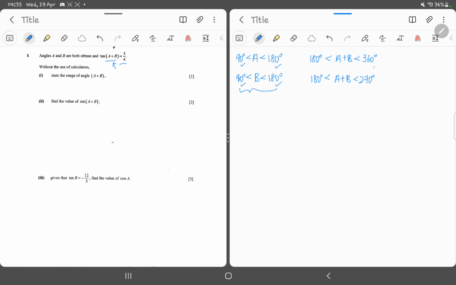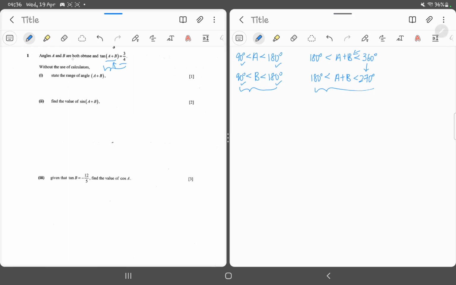The reason why we change from 360 degrees to 270 degrees over here is because in order for tangent (A plus B) to be positive, which is 3/4, then A plus B, knowing the fact that A plus B is between 180 degrees to 360 degrees, it means that A plus B must be in the third quadrant. So I write that A plus B is between 180 degrees to 270 degrees.